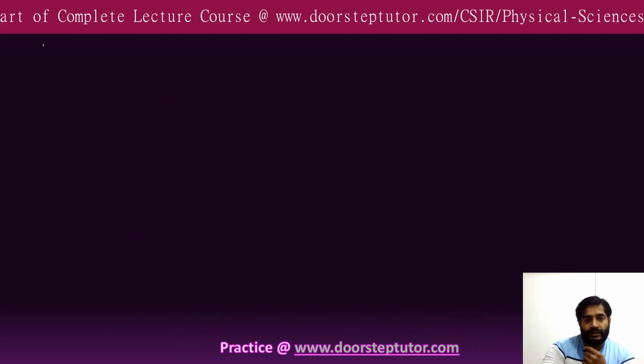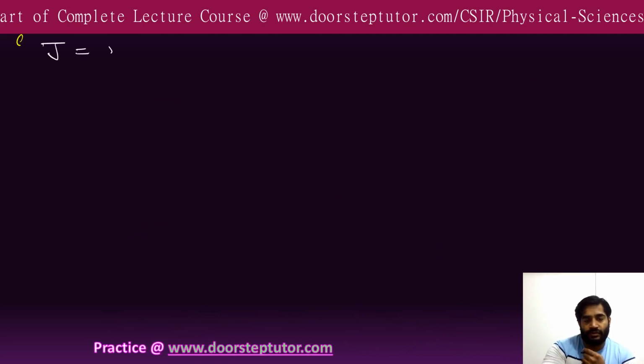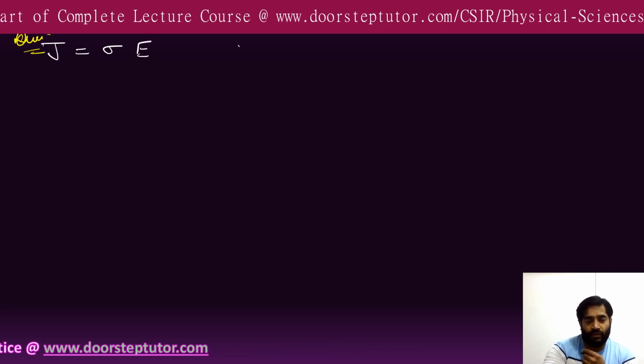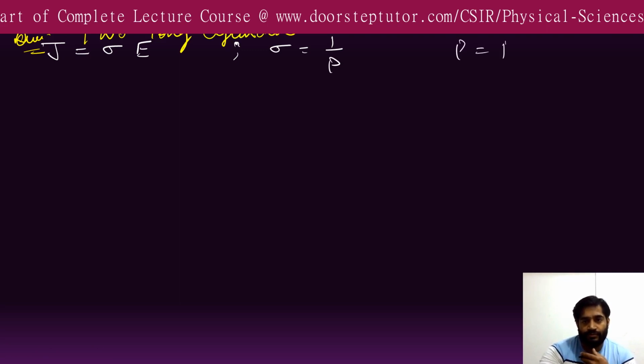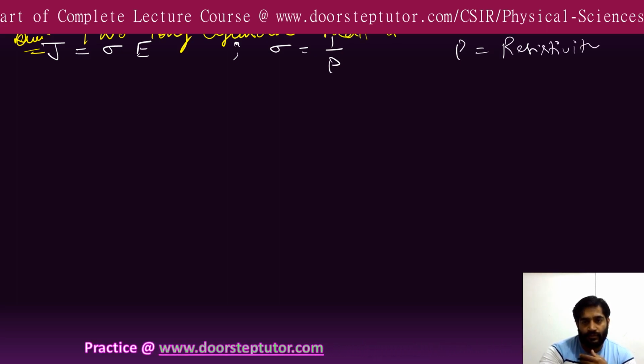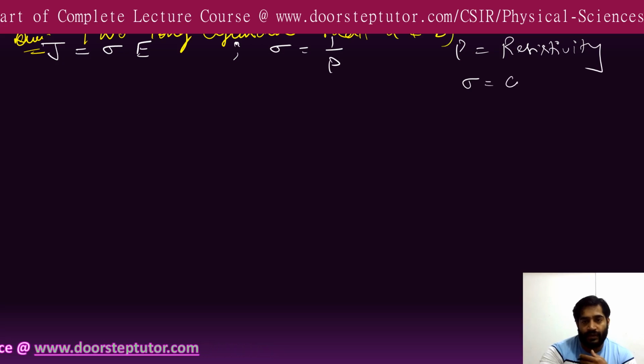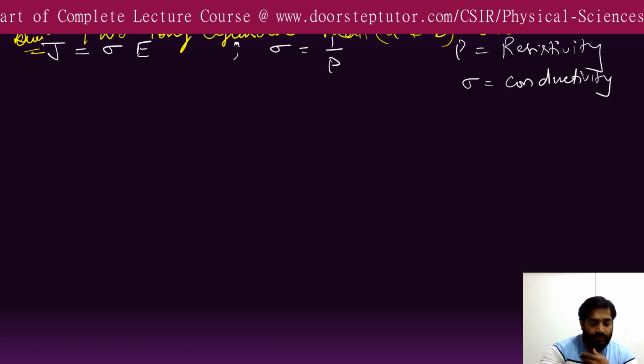Now we know J is equal to sigma E. We have already seen sigma is nothing but 1 over rho. Okay, so what is sigma and what is rho? Rho was your resistivity, and sigma was conductivity. Fine. This is what we have now. We have all the things.